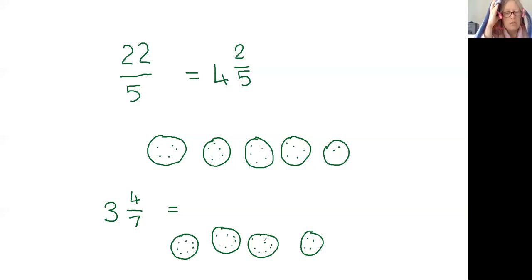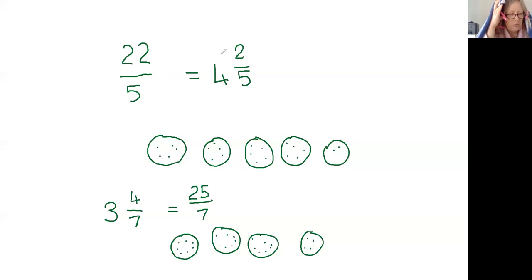7 people, 14, 21. I can count by 7s. 3 times 7 is 21. And then I add the other 4, 22, 23, 24, 25. 7ths. Okay, so I go 3 times 7 is 21, plus 4 is 25, and I have 25 individuals to group into 7. Here I've got 22 people to group into 5. I can go 5 goes into 22 4 times. I can make 4 whole groups with 2 parts of a group left over, 2/5 left over.